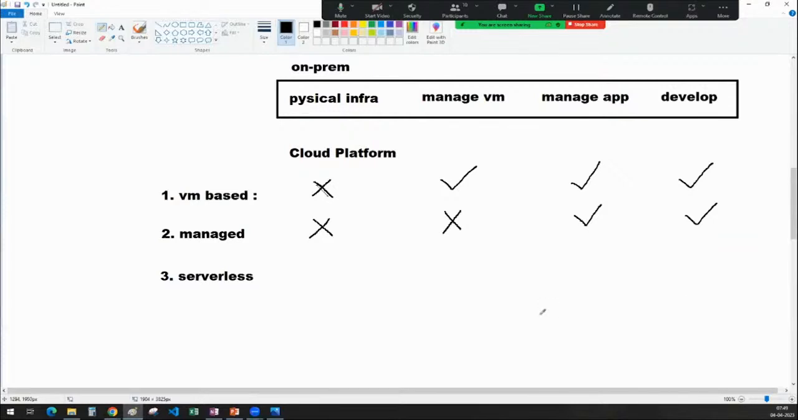And if you go to the serverless platforms, the name itself says it, you need not worry about the physical infrastructure, you need not worry about virtual machines, you need not worry about a platform. Managing the application is nothing but managing the platform, guys. You need not worry about the platform, you can directly go for the development. This is what the cloud platforms are doing, the best thing for us, because they are taking a lot of burden off us.